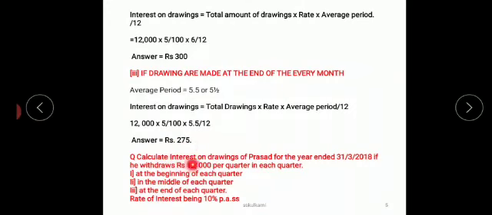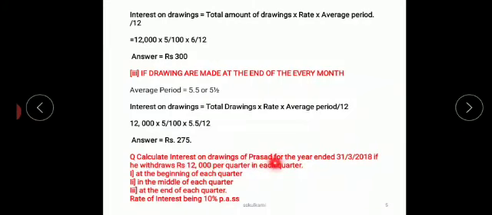Now one more problem we are having. This type of problem, which is the last one I am doing on average method, will appear very rarely in the examination. The drawings can be made either every month, half yearly, quarterly or monthly. So when the amount of drawings is made on a quarterly basis, how the interest will be charged and how the period is calculated, we will see.